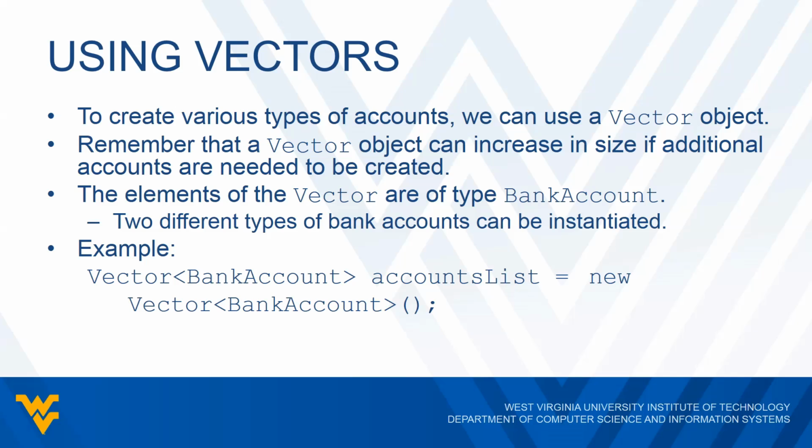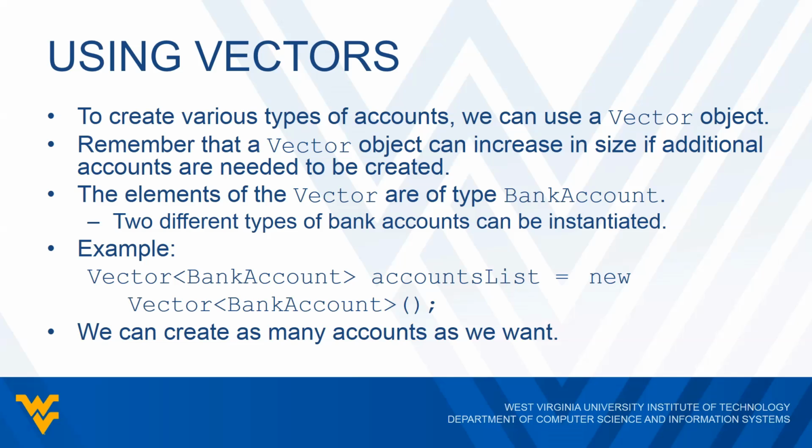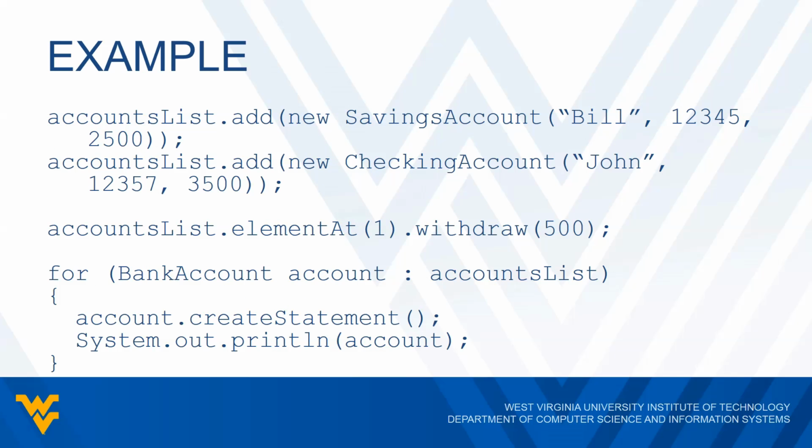And then we'll call this accounts list, and then we would create a new object of the vector class. So this is going to be a new vector of bank accounts. Initially, there aren't any accounts in here. There aren't any elements, but we can use methods for adding elements to this. So now we can create as many accounts as we want. Now that we have our vector of bank accounts created, we can add elements to it. So these first two lines will add a savings account and a checking account.